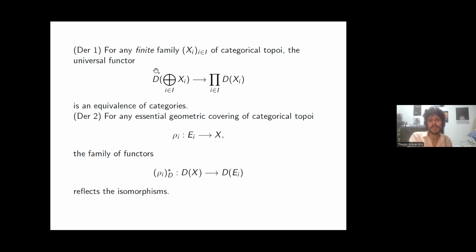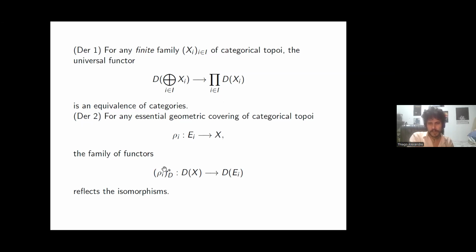The first one basically says that a derivator commutes with finite sums. It actually sends finite sums of topoi to finite products of derived categories. And the second axiom is the most interesting to realize what the translation is, because it is related somehow to geometric theories in some sense.